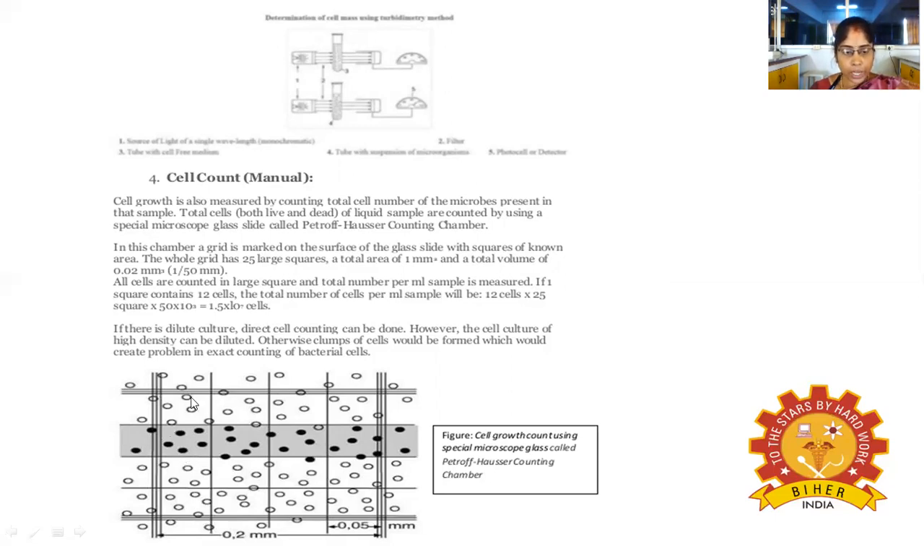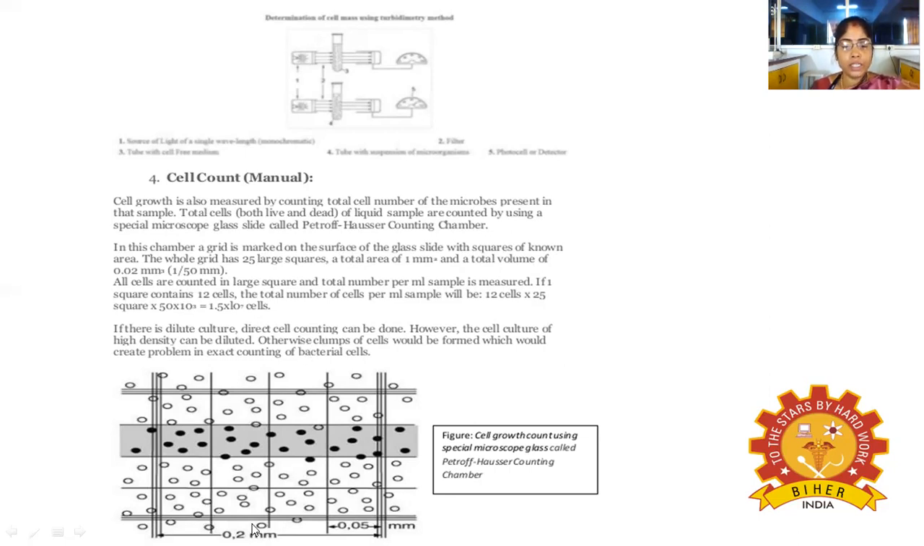So for each square, how many cells have to be counted, and for each cell, how many microbial cells or organisms are there. That multiplied by 25, by 50, by 100 will give you the number of cells. So the number of cells in the case of the hemocytometer is manual counting, rather than an automatic online method.